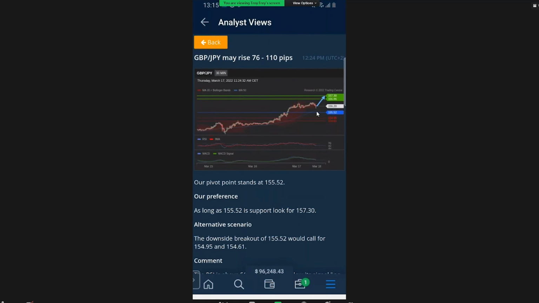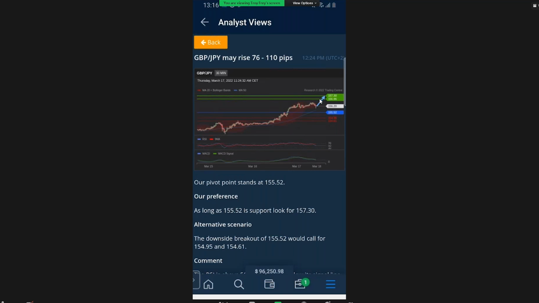The support and resistance levels are drawn for you here. The blue level here is the support level. It's an old support level. You see it was resistance and then it broke through here. So that becomes support. And they're saying as long as it doesn't drop below there, then you should buy.